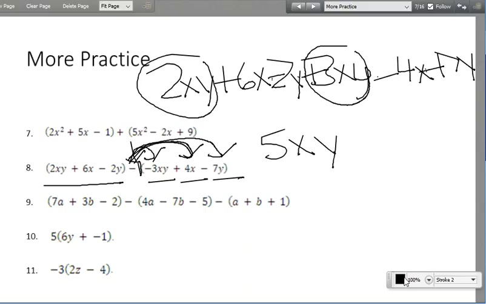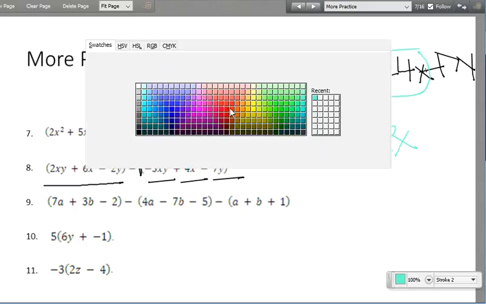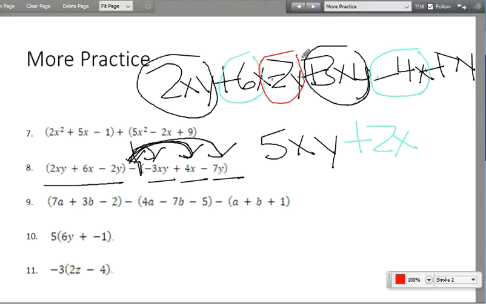Then we have positive 6x, that we can combine with this negative 4x, because there's a minus sign in front of it, actually makes it negative. So in your calculator, type in 6 plus negative 4, and that will give you a plus 2x. And then for the last one, we have a negative 2y. We can combine that with a positive 7y. So in your calculator, if you type in negative 2 plus 7, you're going to get plus 5y.